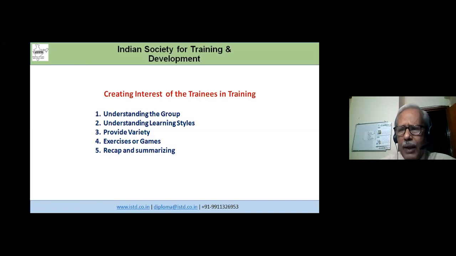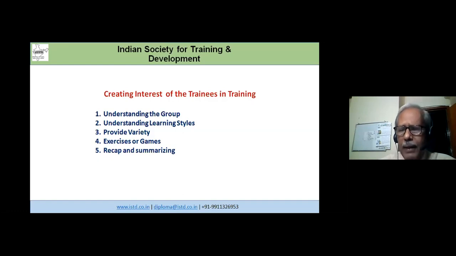So the trainer has to understand the need of the group, and you can very well imagine that in any group, different kinds of people will be there. There may not be only one kind of learning style. So the trainer has to keep in mind that he has to moderate his training in such a way that all three different kinds of learning styles are catered to. There must be certain things visual, certain things auditory, certain things kinesthetic. By doing that, he will make all three kinds of people of different styles interested in the training program. So understanding the learning style of the people is very, very important.